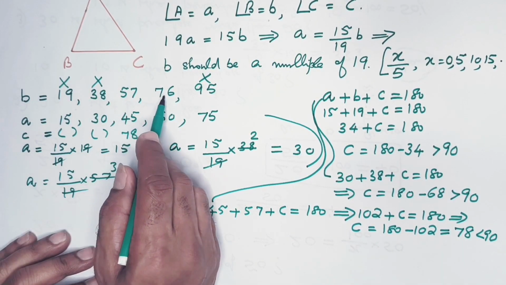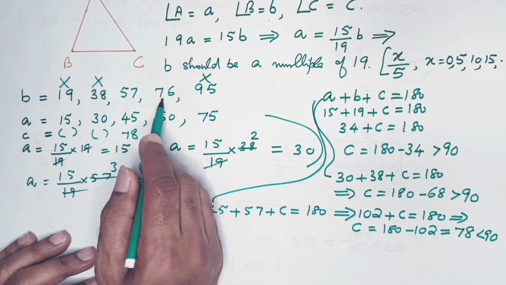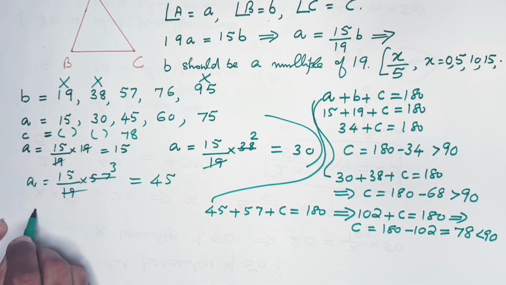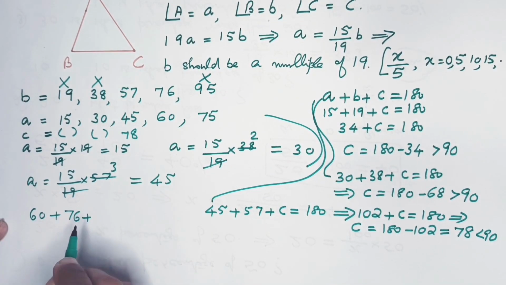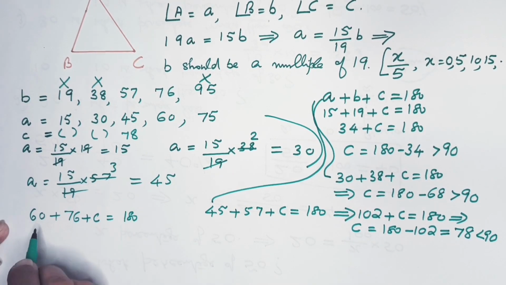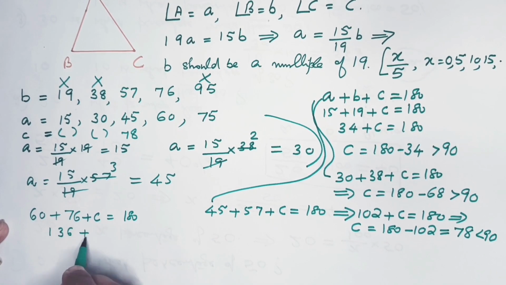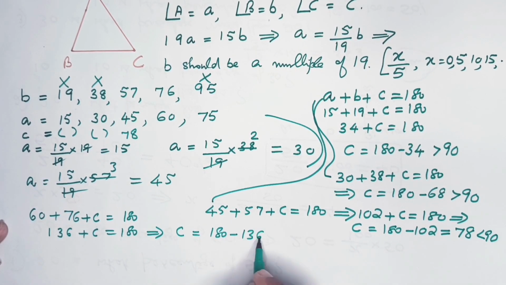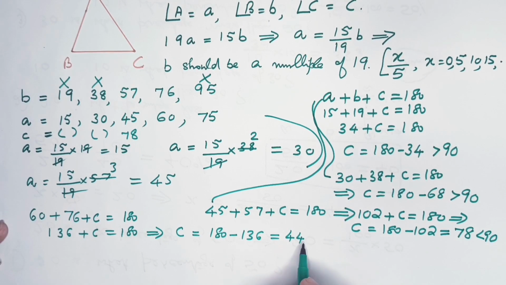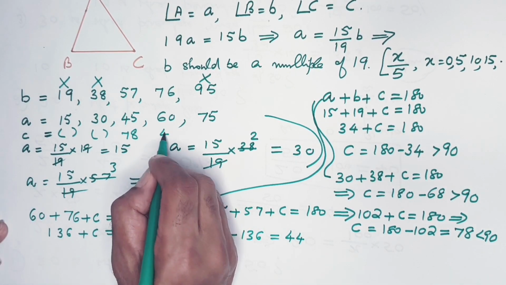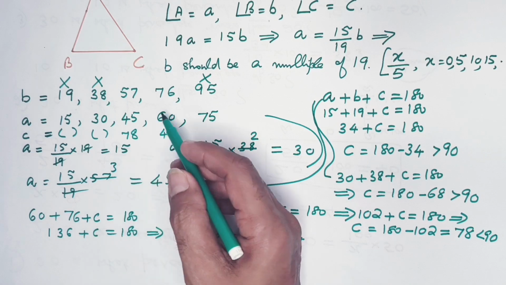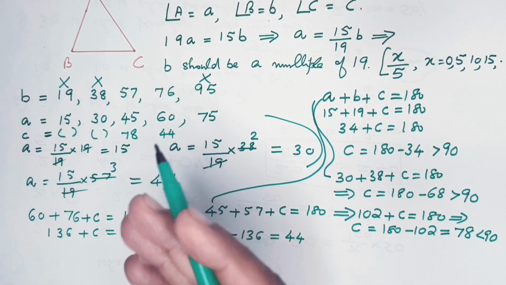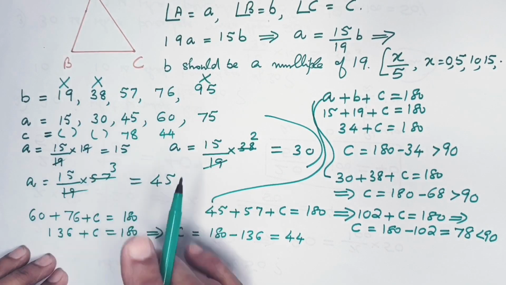Now let's move to the fourth case where you have 76 as B and A is 60. Again, like we did here, let me plug in A as 60 and B as 76, plus C equal to 180. Now this comes to 136 plus C equal to 180, which implies C is equal to 180 minus 136. This on simplification is 44. So let me write the value of C as 44. And look at these angles. All the three angles are less than 90. That means this will form another possible triangle satisfying the conditions given in the data.